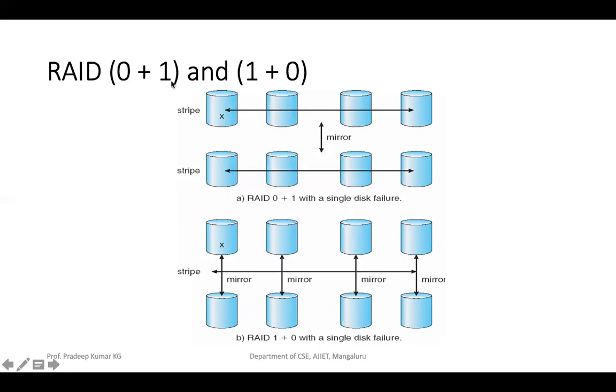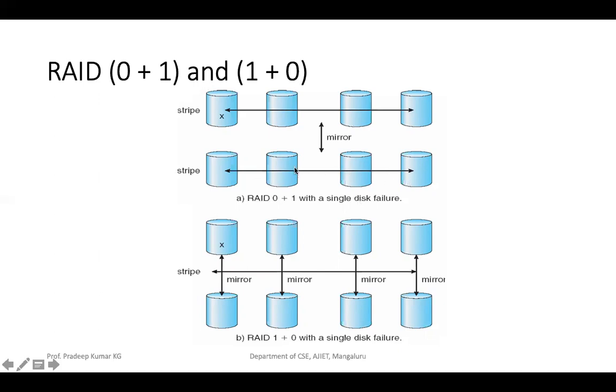With respect to 0 plus 1, you're supposed to have a disk group, then you are going to mirror it. So please refer to the first figure A, RAID 0 plus 1 with a single disk failure. Consider the first row, stripe X, and just follow this particular arrow mark. This entire 4 disks will be treated as one bunch or one group. That is RAID 0. Coming to RAID 1, we are maintaining a copy of this one. That is RAID 0 plus 1 with single disk failure.